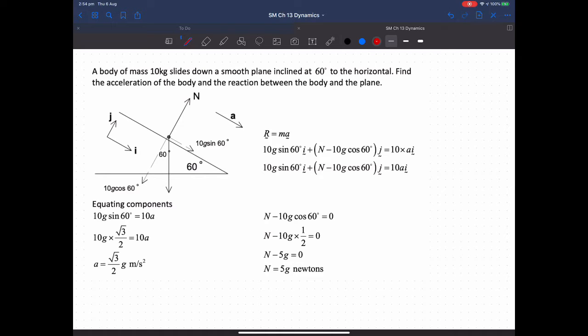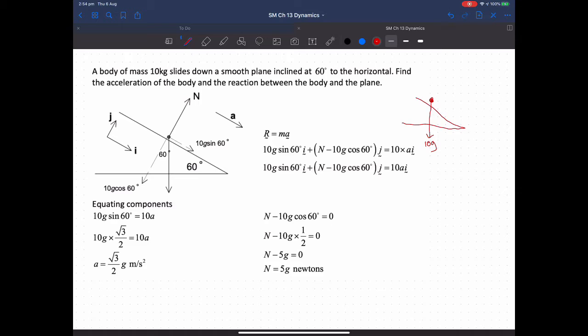So the first thing is I've drawn in a slope. And on that slope, I'm going to put in my body, and my body I've put in as a point. It has mass 10 kilograms. We know that weight operates directly downwards. So we have weight equals mass times gravity. We're told the mass is 10, so I've got 10g that is operating downwards.